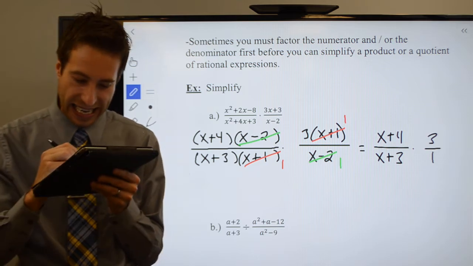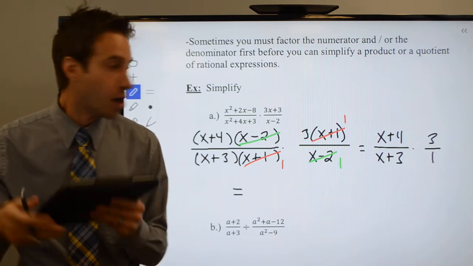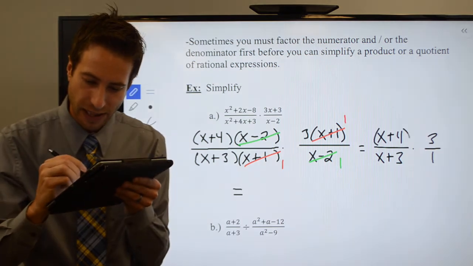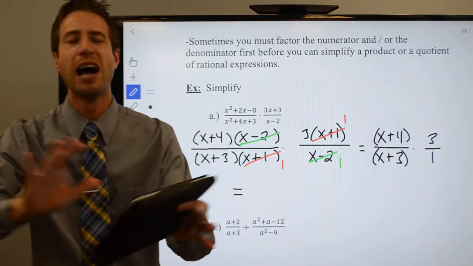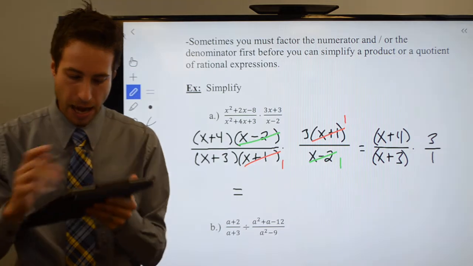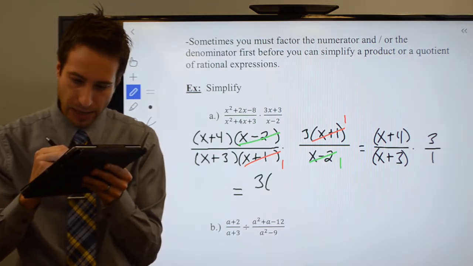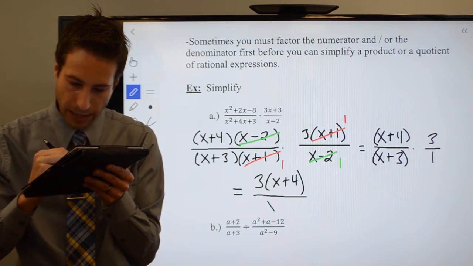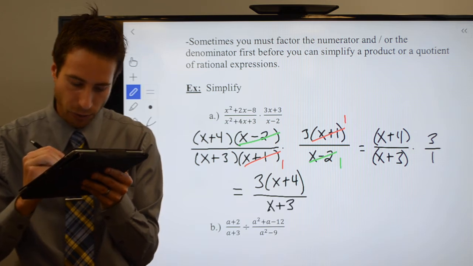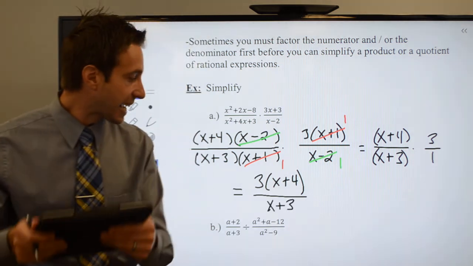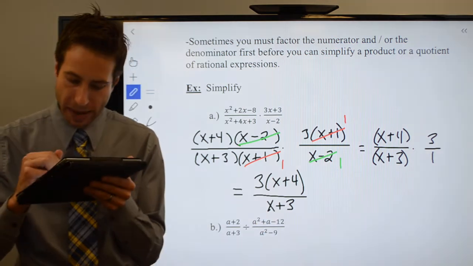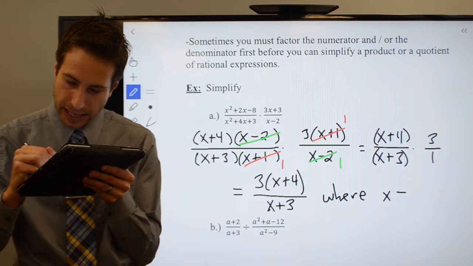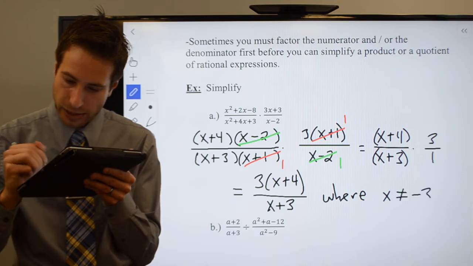So we go ahead and get a final answer here: 3 times the quantity x plus 4. I apologize, I should have just left those factors in parentheses. Don't lose your parentheses. So I wind up with 3 times x plus 4 all over x plus 3. And again, restrict the domain. This one's really easy. x cannot be -3.